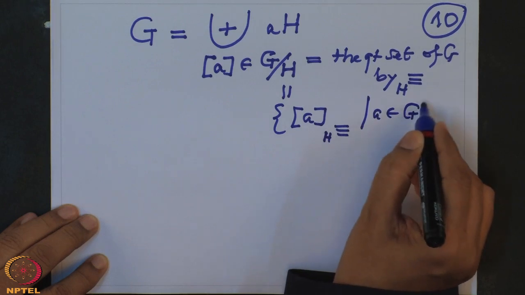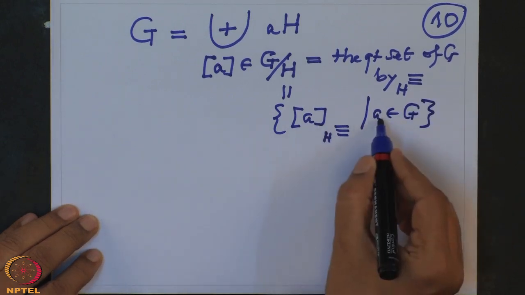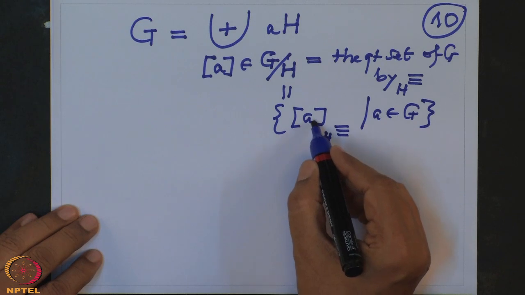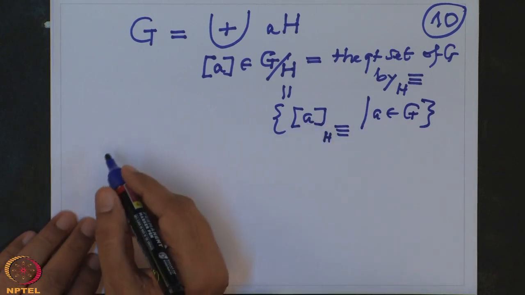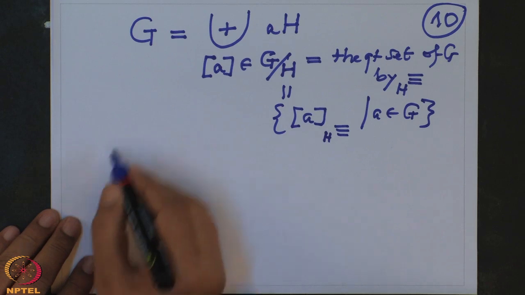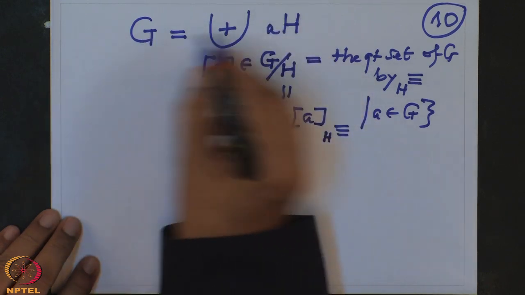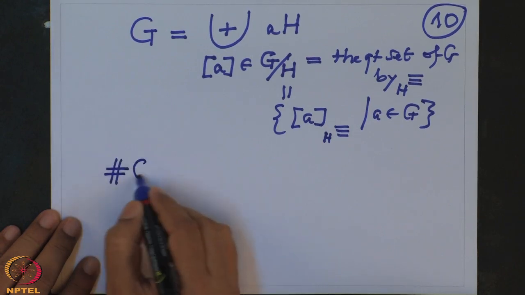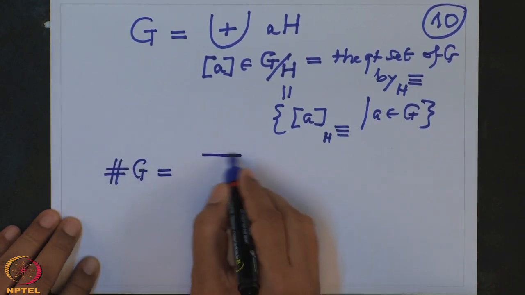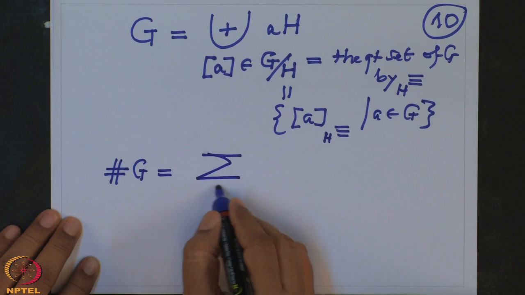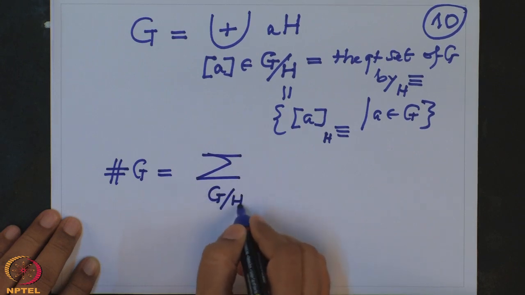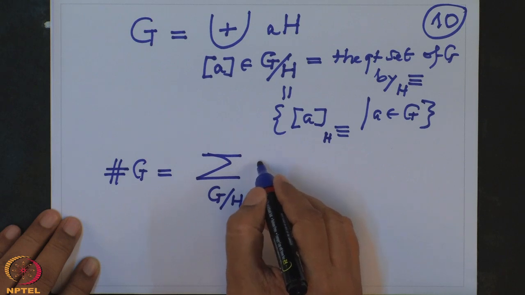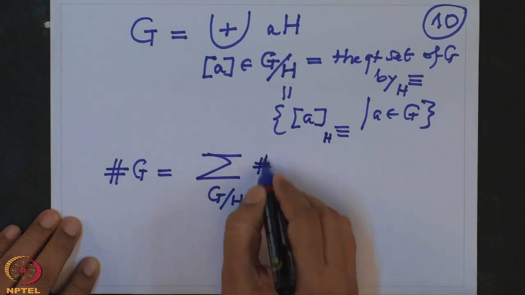And you only collect those elements which have different equivalence classes. So therefore, the cardinality of G is finite, so this is a finite set and this is a partition of the finite set. Therefore, the cardinality of G will be equal to the sum, where the sum is running over the quotient set G by H, of the cardinality of the cosets.